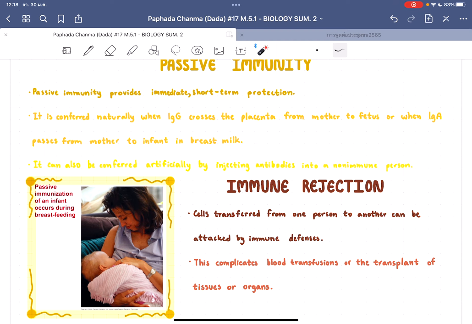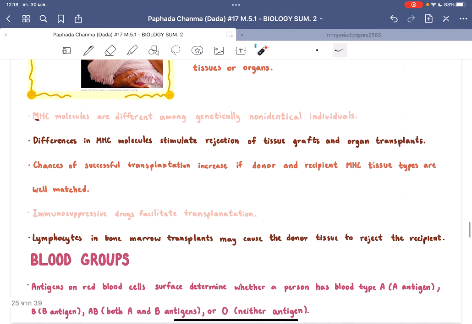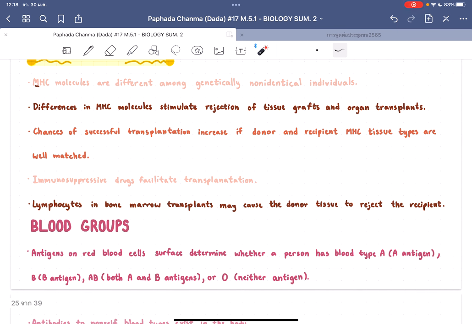Immune rejection. Cell transfer from one person to another can be attacked by immune defenses. This complicates blood transfusion or transplant of tissues or organs. MHC molecules are different among genetically non-identical individuals. Differences in MHC molecules stimulate rejection of tissue grafts and organ transplants. Chances of successful transplantation increase if donor and recipient MHC tissue types are well matched. Immunosuppressive drugs facilitate transplantation. Lymphocytes in bone marrow transplants may cause the donor tissue to reject the recipient.